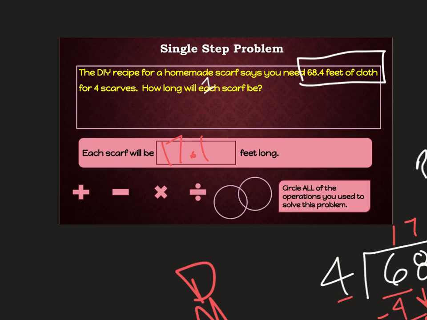So each scarf would be 17 and 1/10 feet long. And I used division here, and I did use some multiplication at the top, and I actually even used some subtraction, right? Division has a lot.